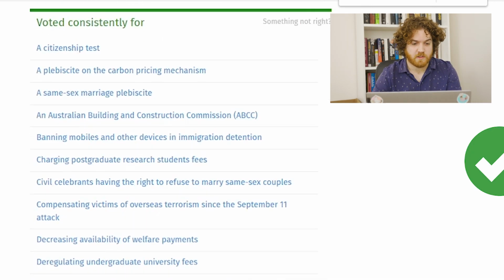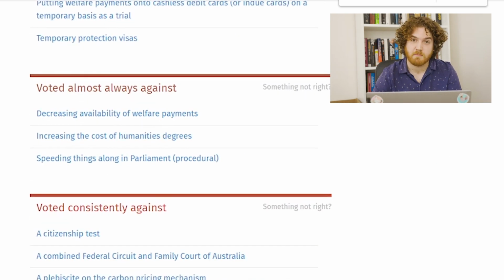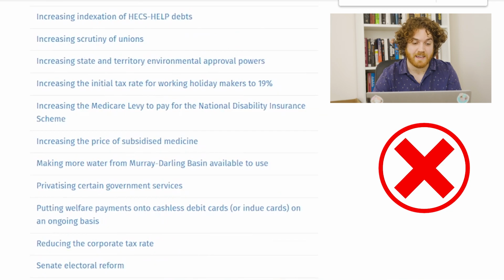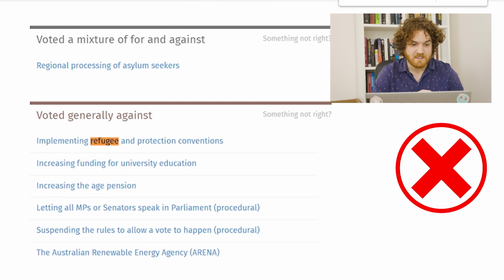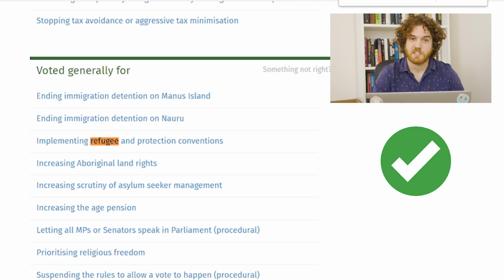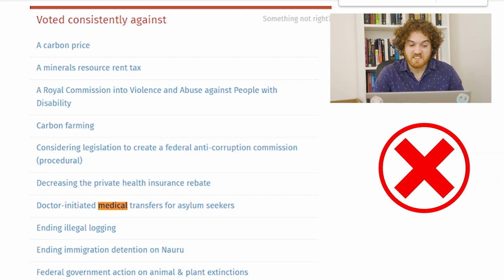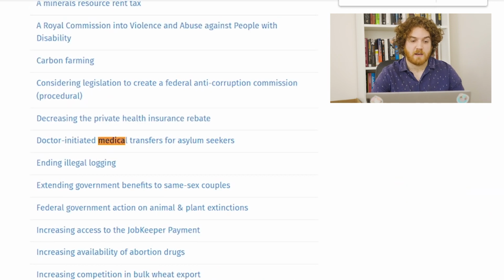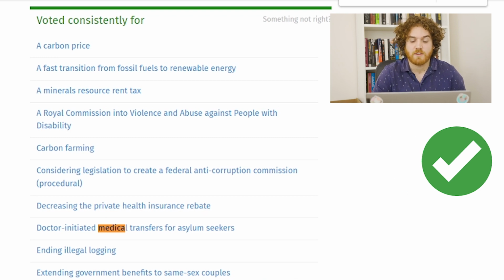Scott Morrison has voted consistently for turning back asylum boats when possible. Anthony Albanese, on the other hand, has voted consistently against turning back asylum boats when possible. Scott Morrison has voted generally against implementing refugee and protection conventions, whereas Anthony Albanese has generally voted for implementing refugee and protection conventions. And the final thing, Scott Morrison has voted consistently against doctor-initiated medical transfers for asylum seekers, and Anthony Albanese has voted consistently for doctor-initiated medical transfers of asylum seekers.